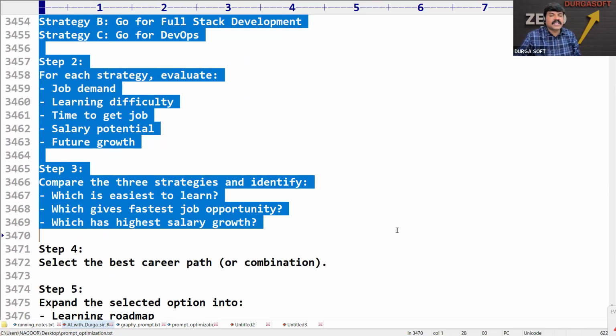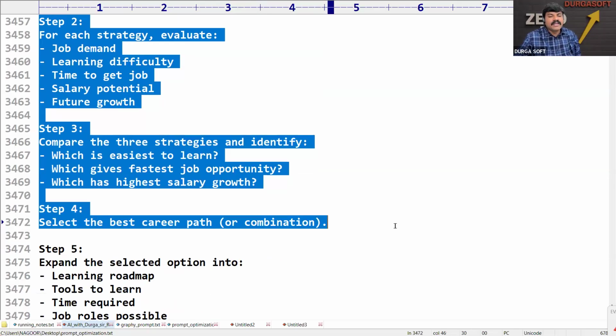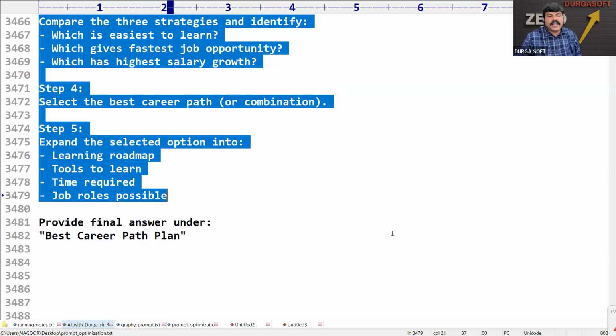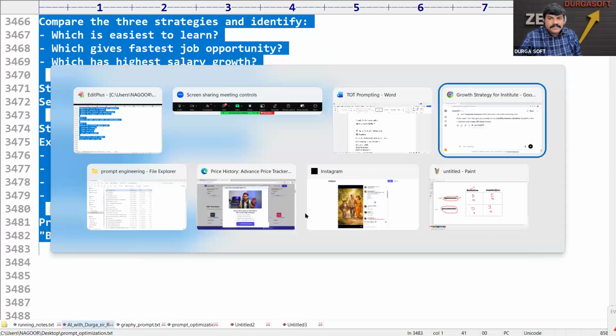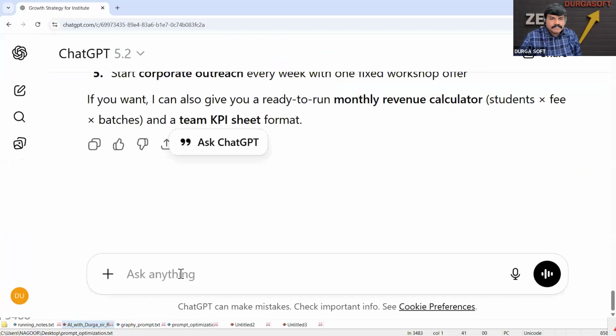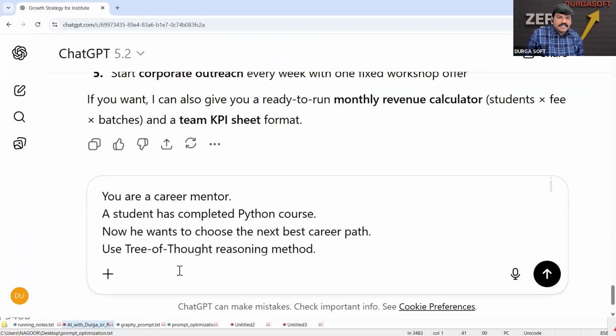Compare with these things: which is easiest to learn, which gives fastest job opportunity, which has highest salary growth. Remember this one. So compare the 3 strategies and identify which is the easiest to learn, which gives the fastest job opportunity, which has the highest salary growth. Then select the best career path. This is about my requirement. Let me run this prompt.